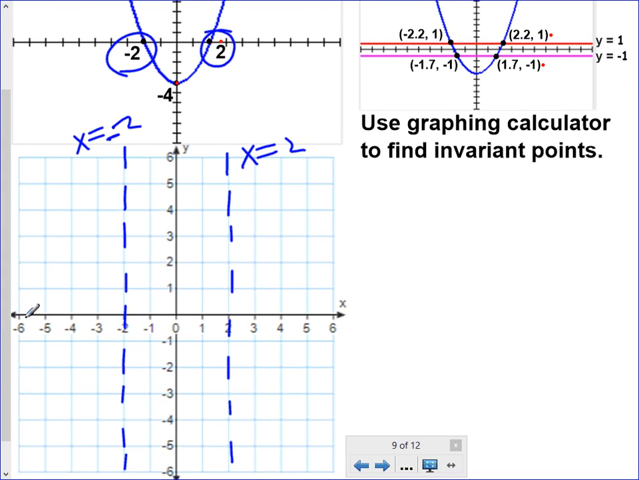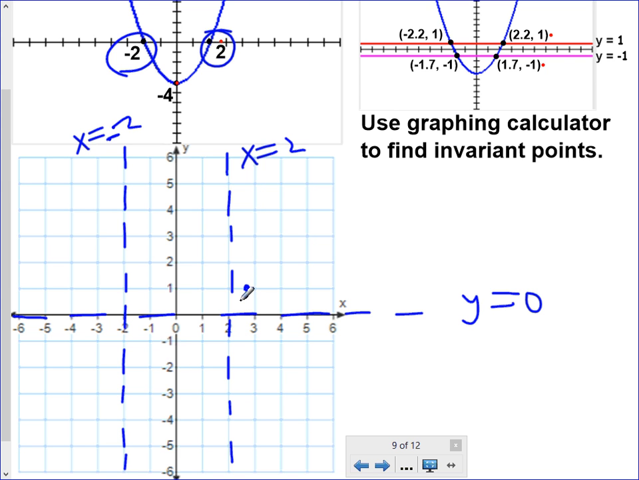There we are. And I also have that asymptote at the x-axis because y cannot equal 0. So now I've split my graph into 6 sections. So let's graph my invariant points. So I have 2.2 and positive 1.